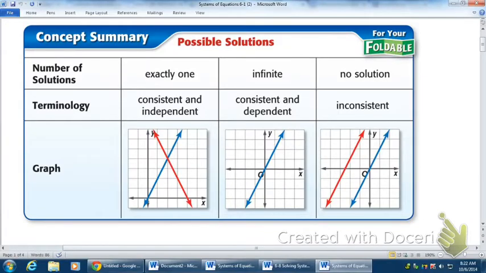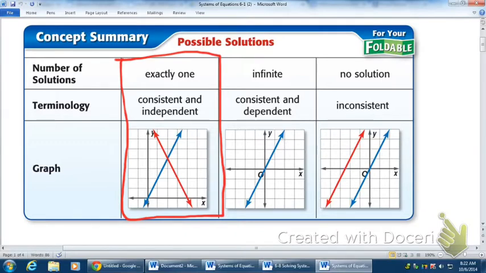Like I said, with a system of equations, the main thing we're talking about is where we have two lines, and your solution is where they intersect. That point at which they intersect. So if we look at this first column, I'm looking at what's in the red right here. Number of solutions: there's exactly one. So they intersect at exactly one place.